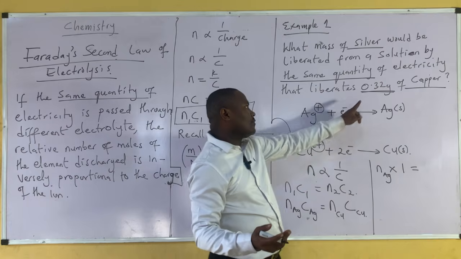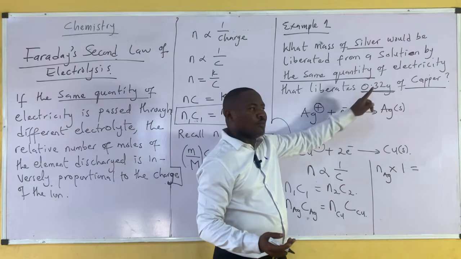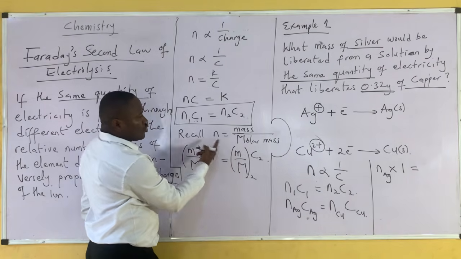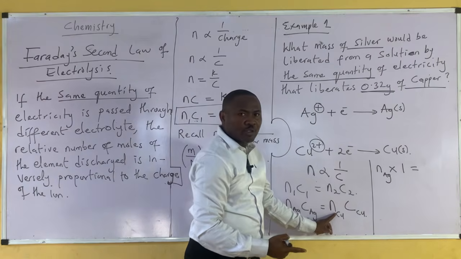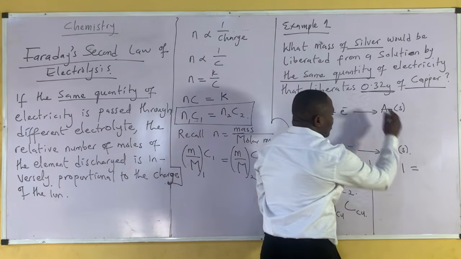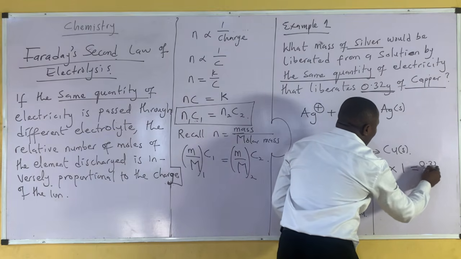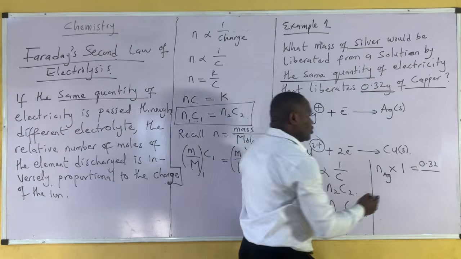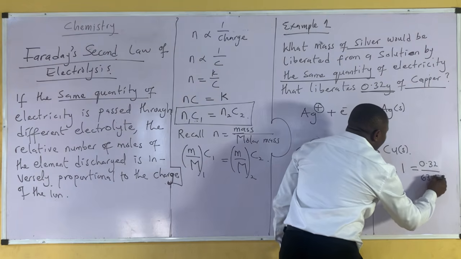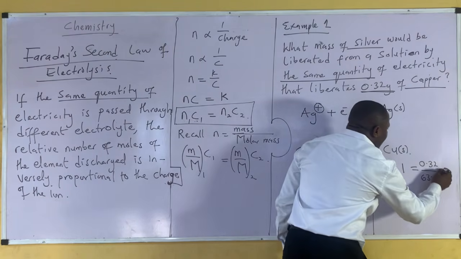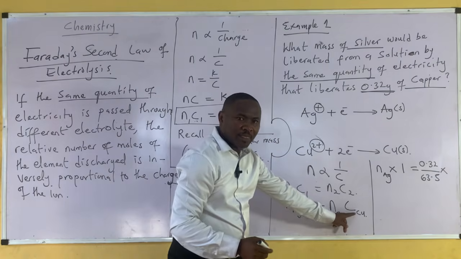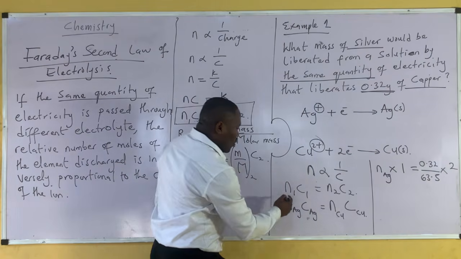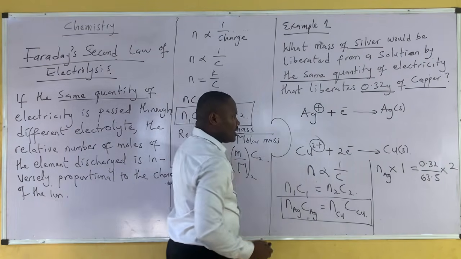The mole of copper was not given to me, it was the mass of copper that was given. But remember, I can solve for mole by using mass over molar mass. So now I will replace this with mass over molar mass. What is the mass of copper? It is 0.32 over, what's the molar mass of copper? It's actually 63.5. So 0.32 divided by 63.5 times, what is the charge of copper? The charge of copper is 2. So you see, I have successfully worked this out.